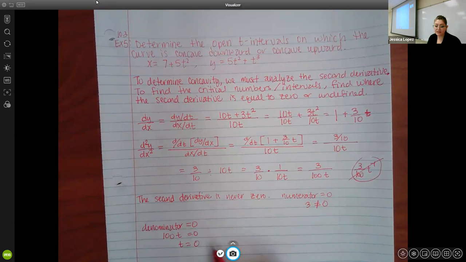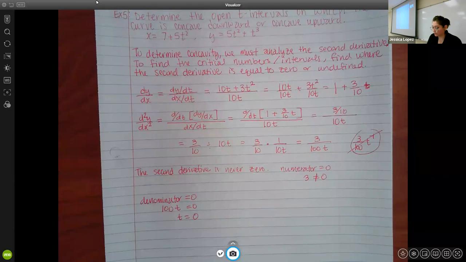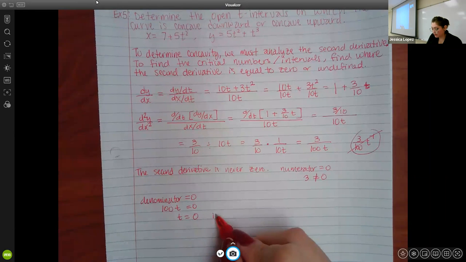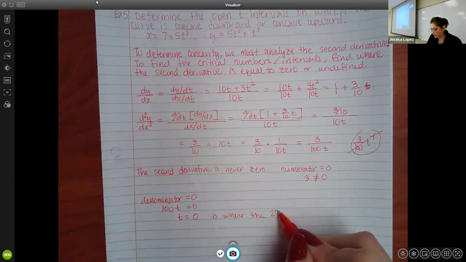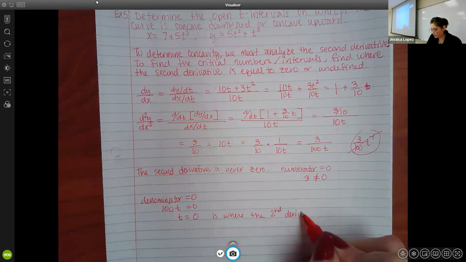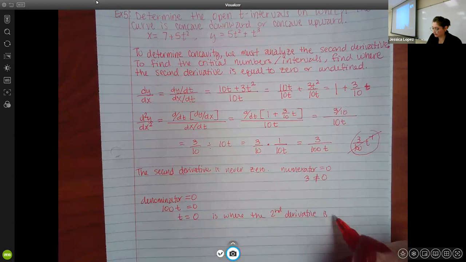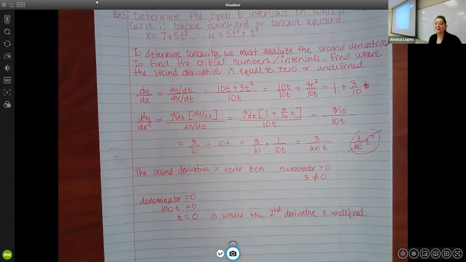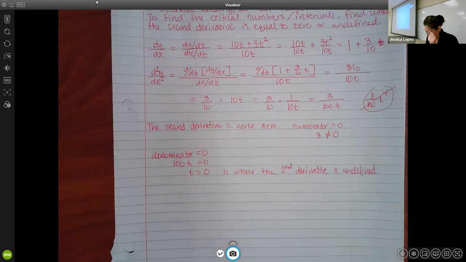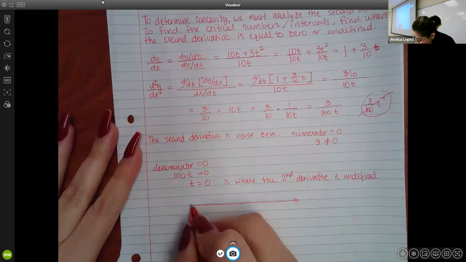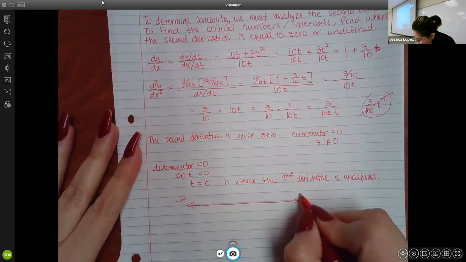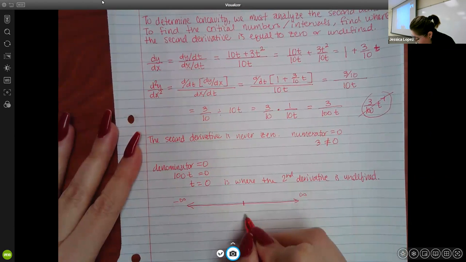I solve for t and I get t equals zero. So t equals zero is where the second derivative is undefined, which means it's my critical number, okay? But I only have one critical number. So on the interval from negative infinity to infinity, I have one critical number and it's zero.